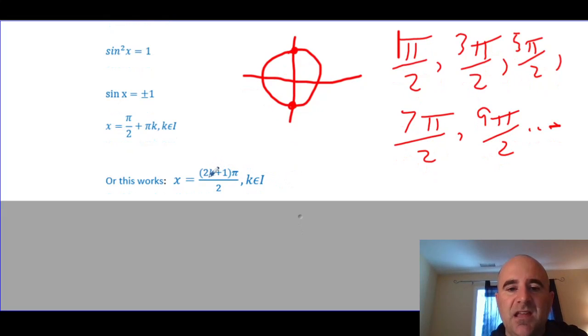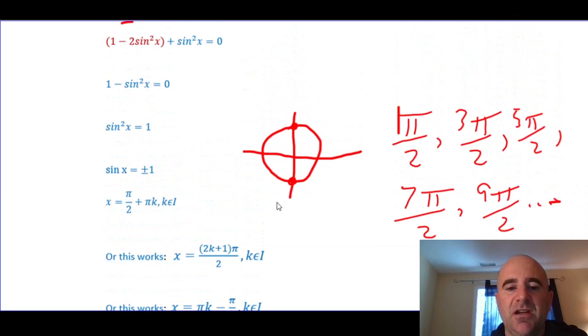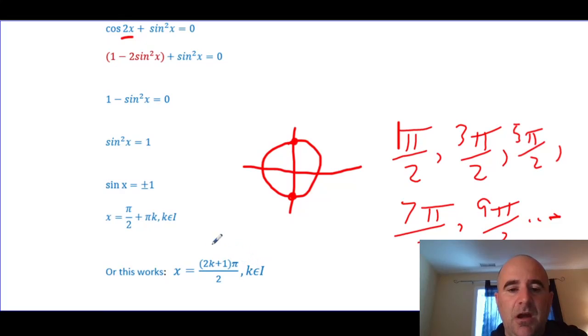If k is any integer, then 2k is an even number, and then an even number plus 1 always gives you an odd number. So we're basically saying all the odd numbers times pi divided by 2. So that's what some mathematicians, and I'm including you as a mathematician, immediately jump to as a way of showing odd numbers. This solution here is fine.